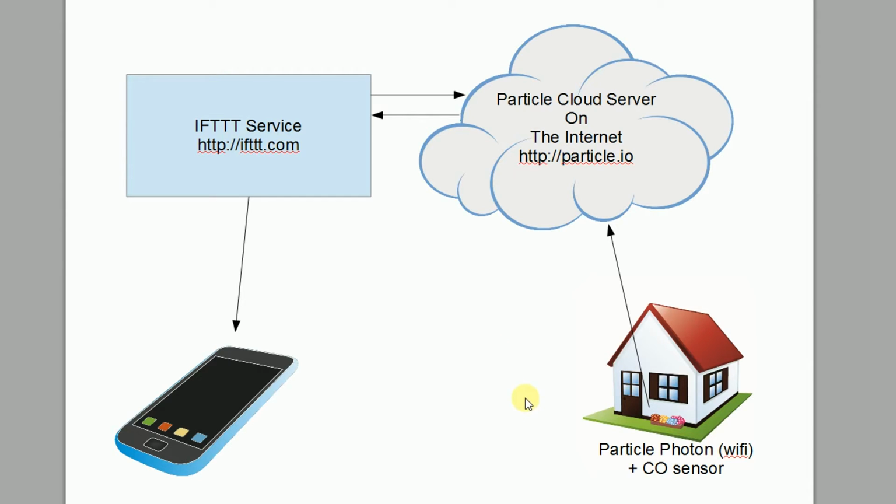So here's the system diagram of what we're going to do today, and we've got our Particle Photon as the device we're going to use. It's a Wi-Fi enabled Internet of Things device hooked to a carbon monoxide sensor called MQ-9. That will send data up to the Particle internet server cloud service, and then If This Then That will be watching for alerts and then send an alert to our cell phone if the gas level goes too high.